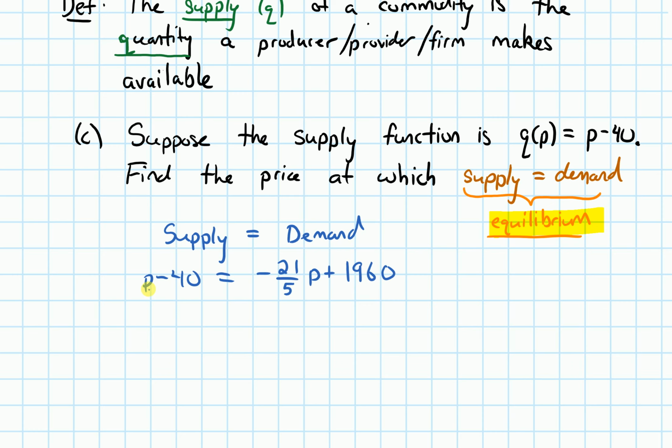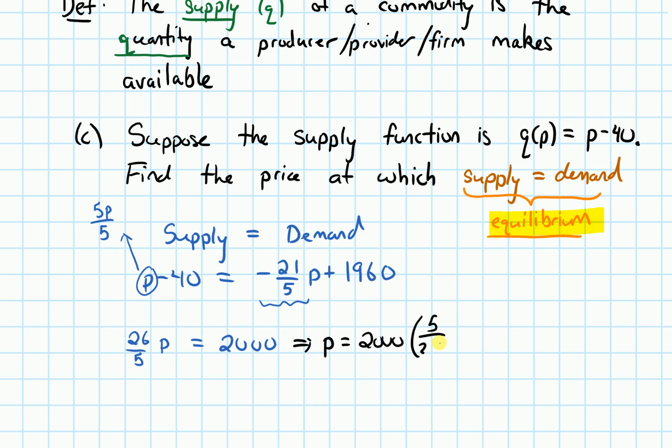All right, so I just need to rearrange this to get the P isolated. I'm going to move the negative 21 over 5 P to the left-hand side. Let's get a common denominator with this P. This P will become 5P over 5 if I multiply the top and the bottom by 5. And adding 21 over 5 P to that, I would get 26 over 5 times P. And then if I add 40 to the right-hand side, 40 added to 1,960, that's 2,000. All right, so now let's isolate for the P. I'll multiply by the reciprocal, so we get 2,000 times 5 over 26. And we can cancel this a little bit.